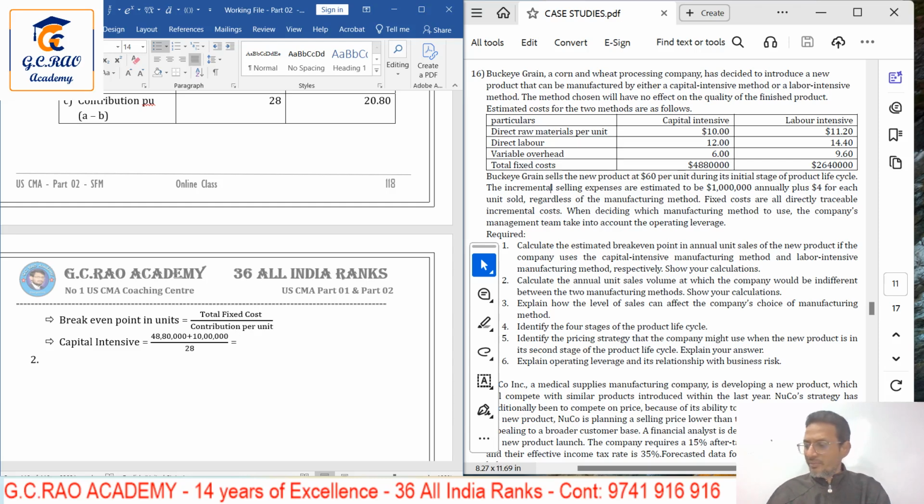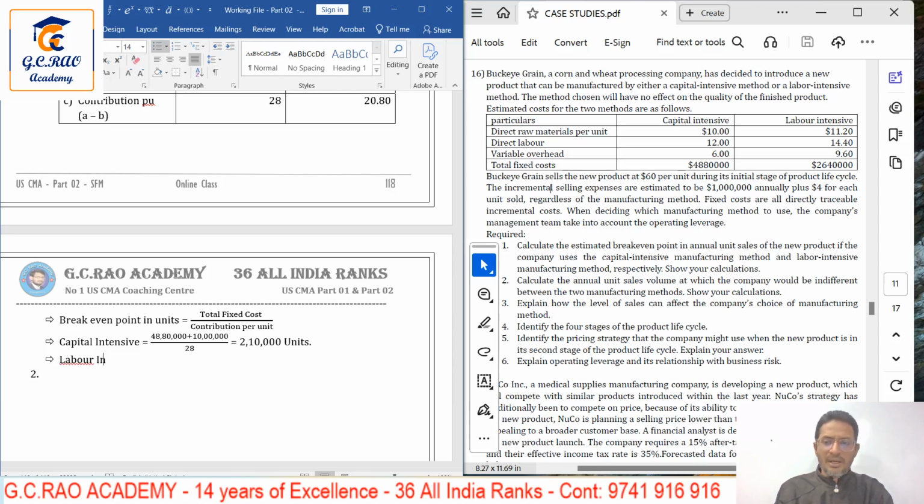Calculate 48,80,000 plus 10 lakh all divided by 28. For the break-even point in units, you get 2,10,000 units.